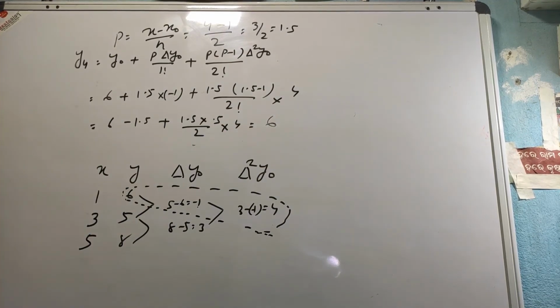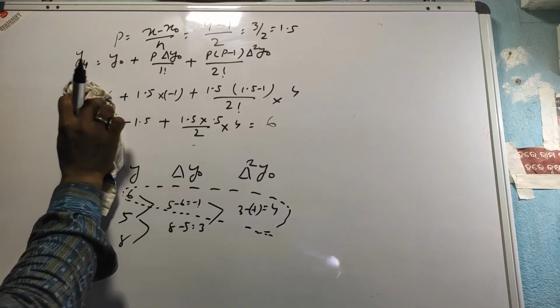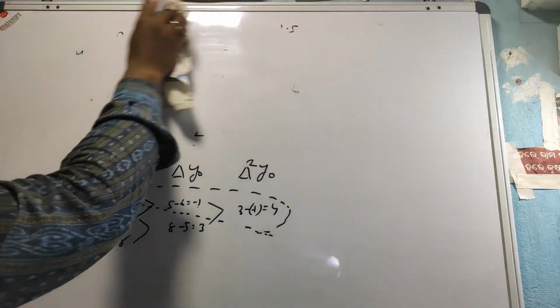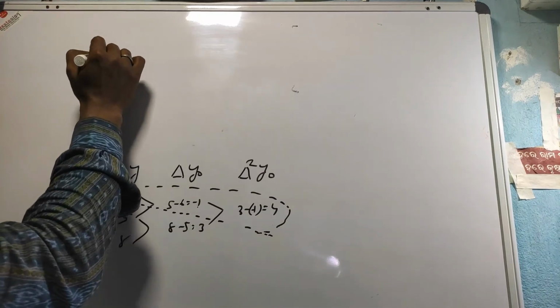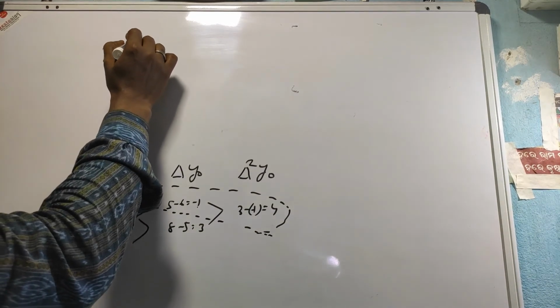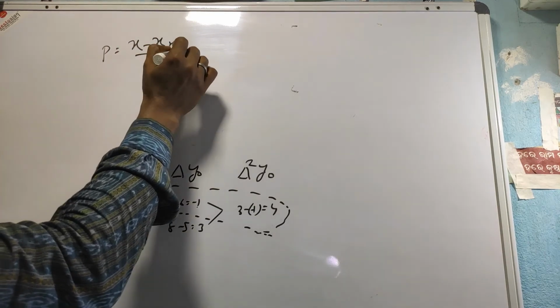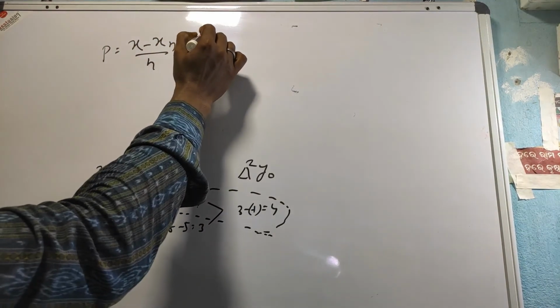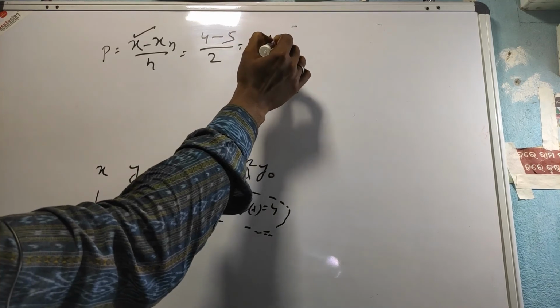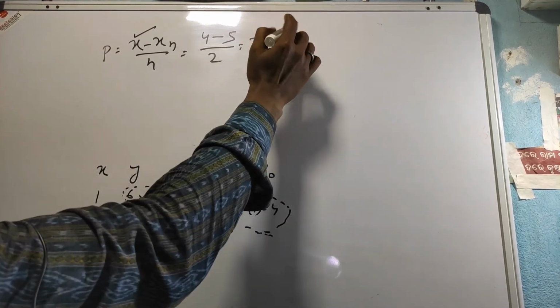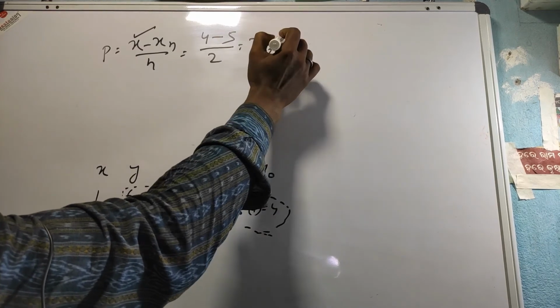Now we go into backward interpolation. Similar things: the table you only have to copy, not write again. In backward, what will we do? The h is the same, but the p formula will be changed: p equals x minus xn by h, where xn is the last value. The x value is given, so 4 minus 5 by h, that is minus 1 by 2, that is minus 0.5.